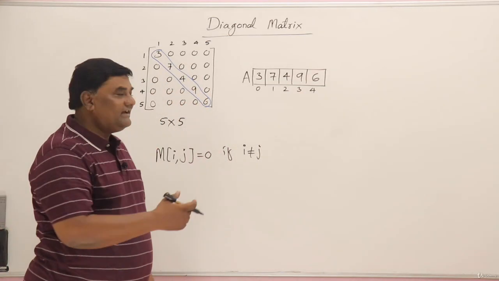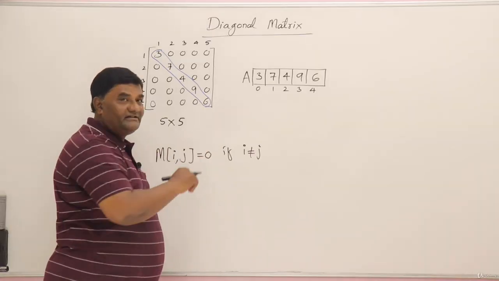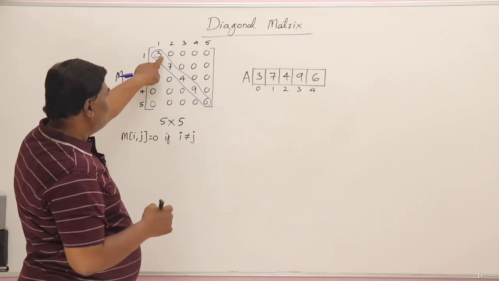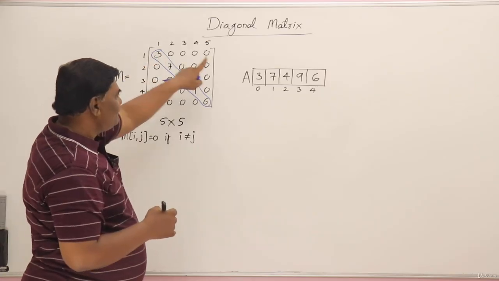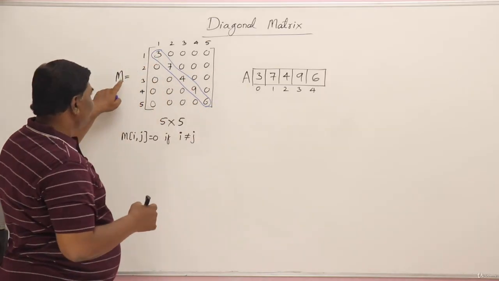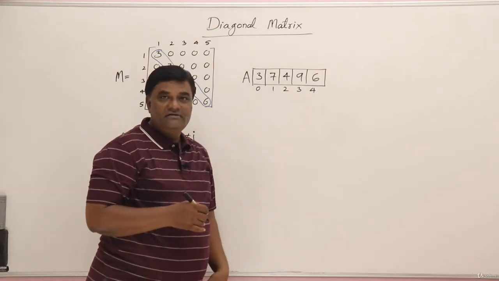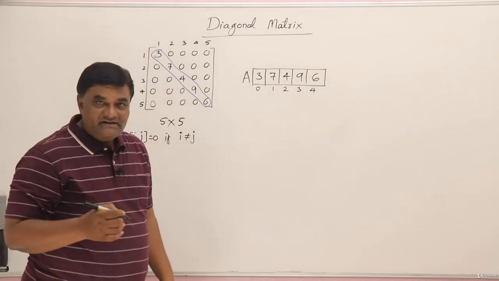Now let us see how we can access these elements from a single dimension array. If I want to access M of 1 comma 1, this element, then it is at index 0. If I want to access M of 2 comma 2, this element, it is at index 1. So only diagonal elements are there.